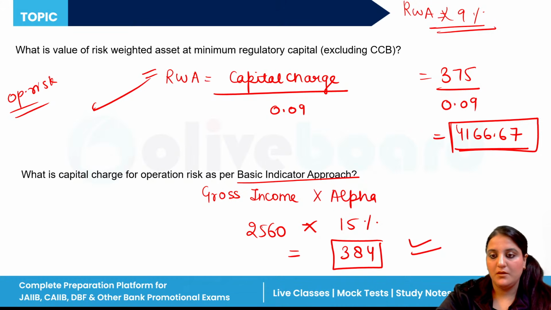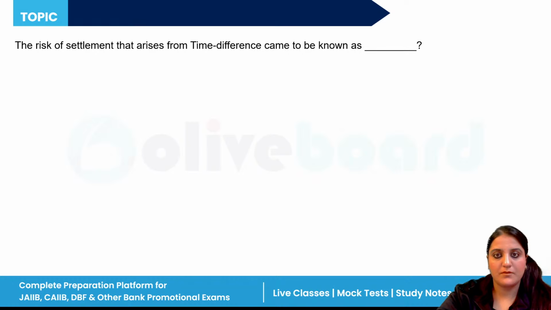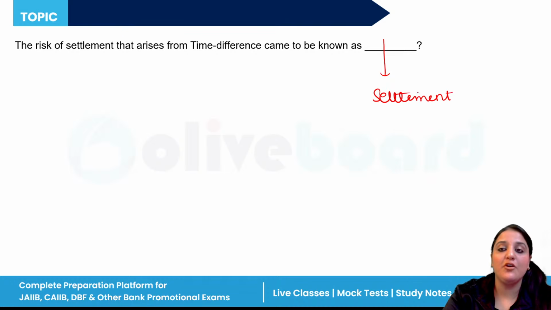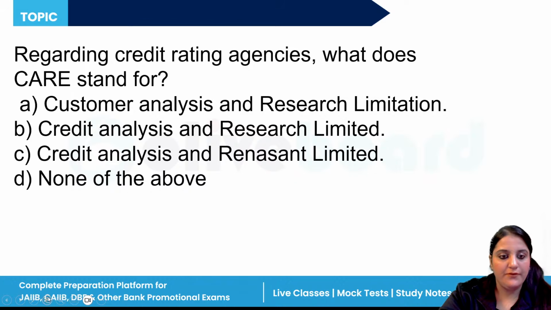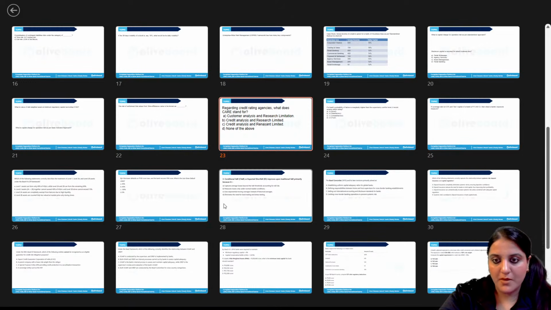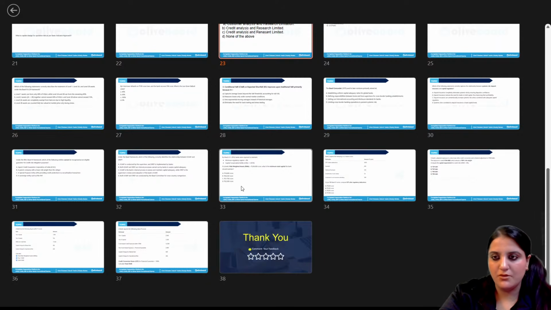Okay, next question. Very popular, settlement risk. And who comes to your mind when listening about settlement risk? The only and only one case, that is Harshad Mehta's case, which is the perfect example of settlement risk. If we directly move to the numericals, first let's do the numericals.